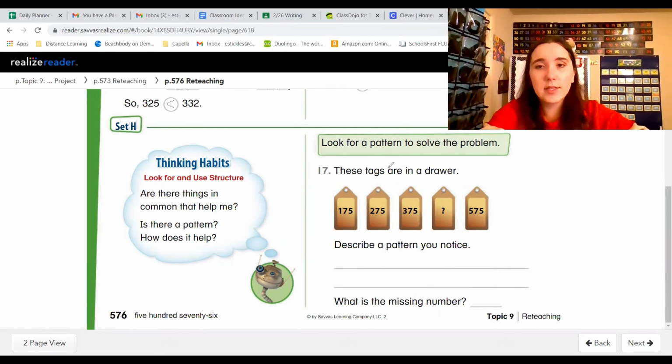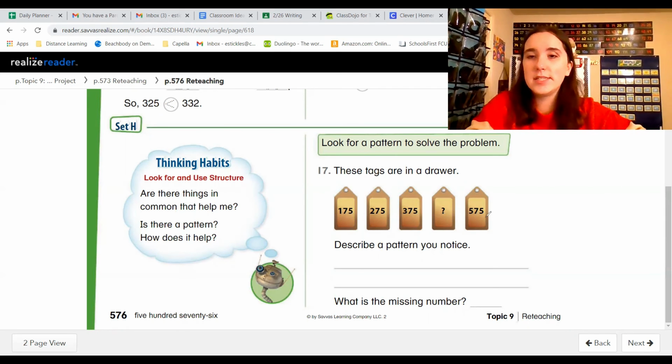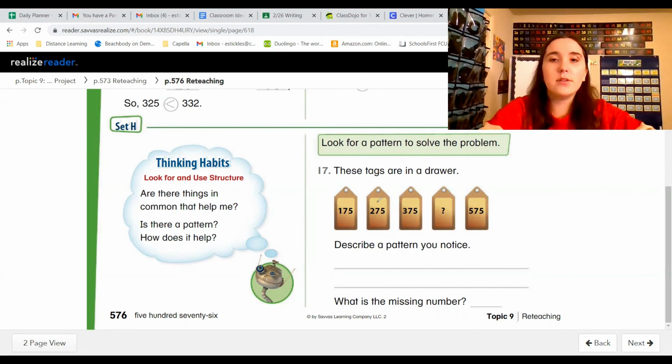So it says these tags are in a drawer. Do you guys notice any patterns in the hundreds, tens, or ones place? Take a peek. What do you notice? Write down what you notice. Look at the ones. Are they changing? Look at the tens. Are they changing? What about the hundreds? Do you notice that the tens and the ones are all the same? 75, 75, 75, 75. But the hundreds are going up by 1. 100, 200, 300. Missing number, 500.